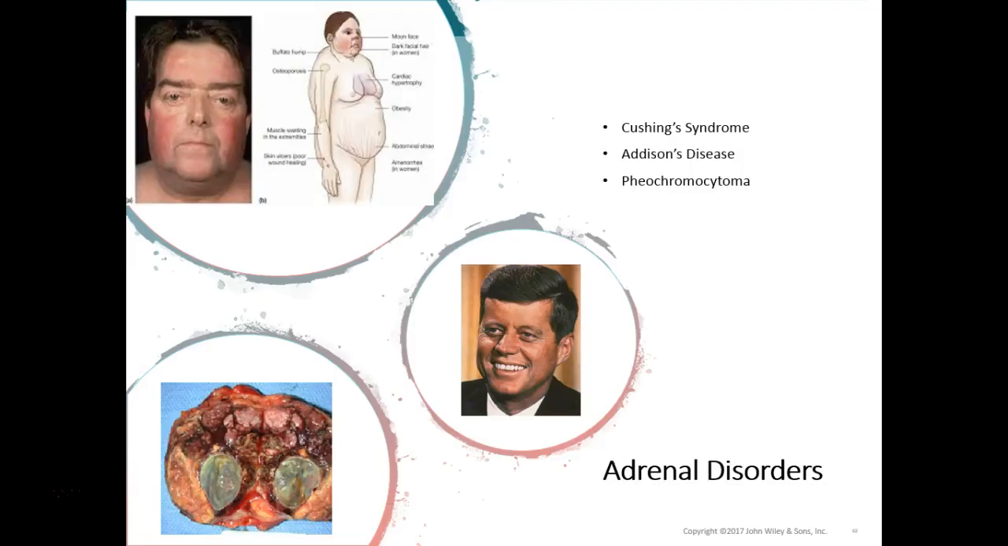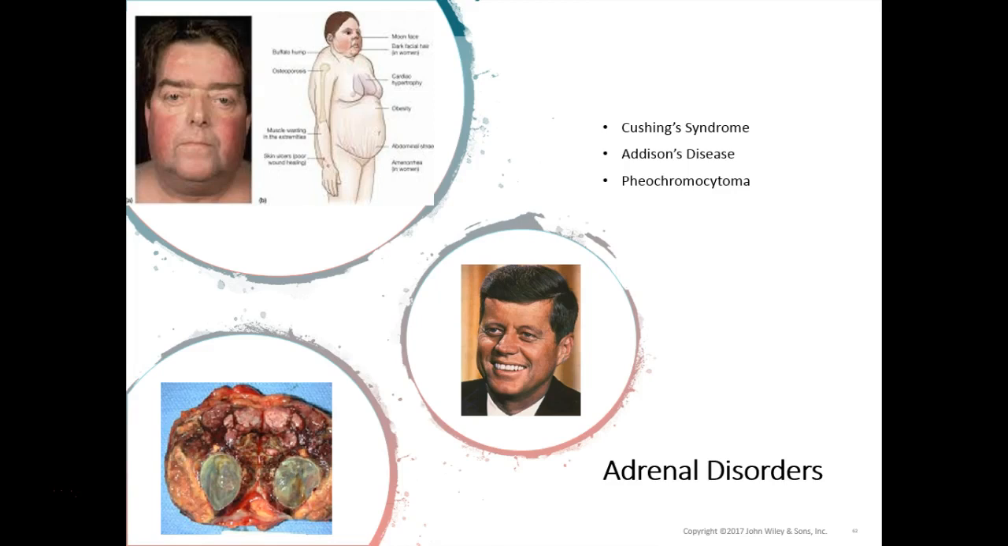I do want to talk to you just a little bit about some disorders associated with the adrenal gland. The first one I want to talk about is Cushing syndrome, where you have hypersecretion of cortisol by the adrenal cortex. Causes include tumors of the adrenal gland, and specifically the tissue that secretes the cortisol. Or you could have a tumor that is causing excess secretion of adrenocorticotropic hormone from the anterior pituitary, and that's going to stimulate excess secretion of cortisol.